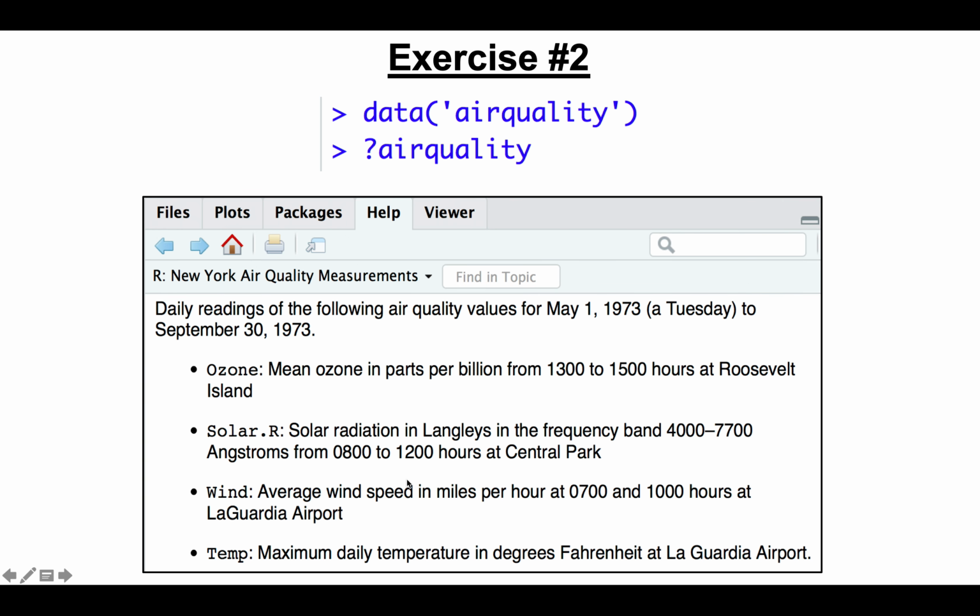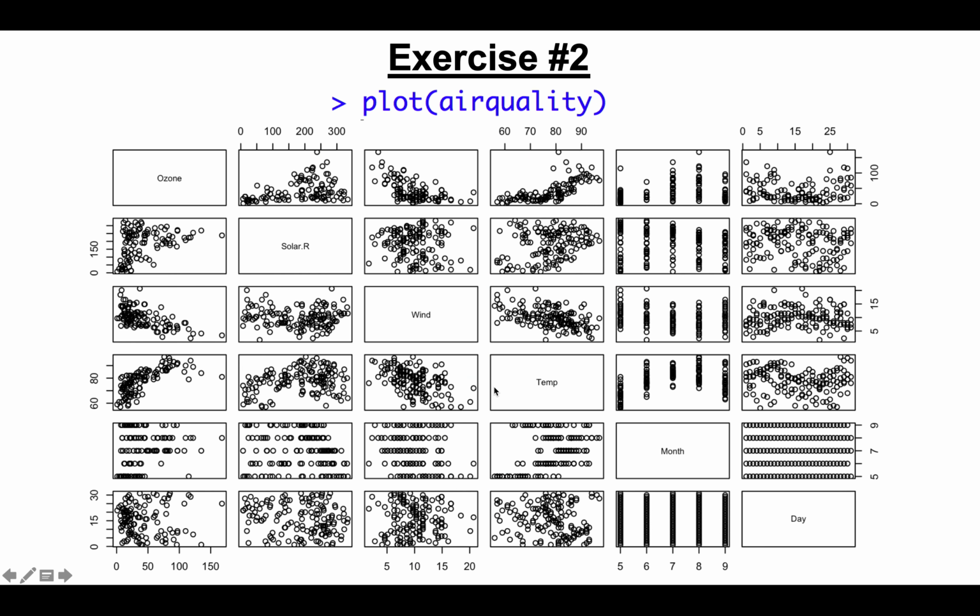In exercise 2, when you load in the data air quality and you take a look at it, you'll find out that it's a data set that contains air quality measures. I think it's from New York City, and it's back in the 70s. And so it's got measurements of ozone, solar radiation, wind, temperature, and so on. And then by just quickly visualizing that data, we see a bunch of things that are interesting.